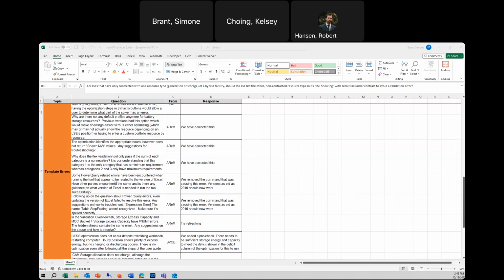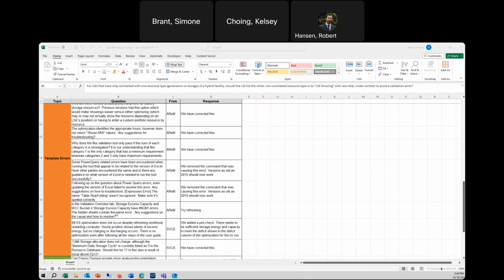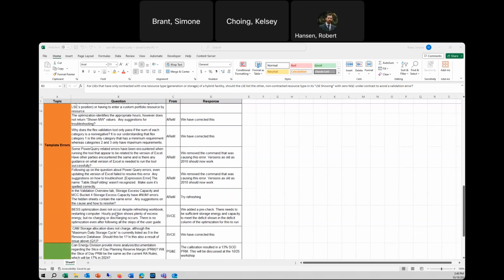And there's a follow-up on the Power Query errors about how updating the version of Excel did not resolve the error. Are there any suggestions for troubleshooting? Same resolution. It was that expression is no longer in the queries.